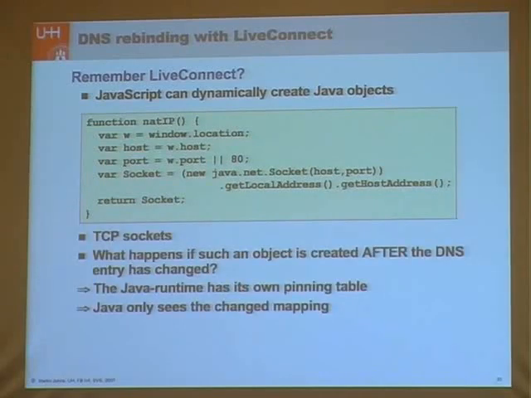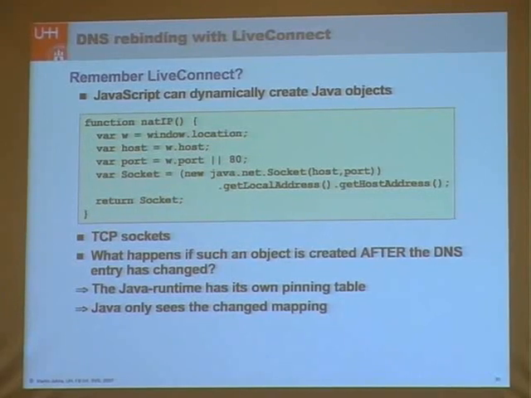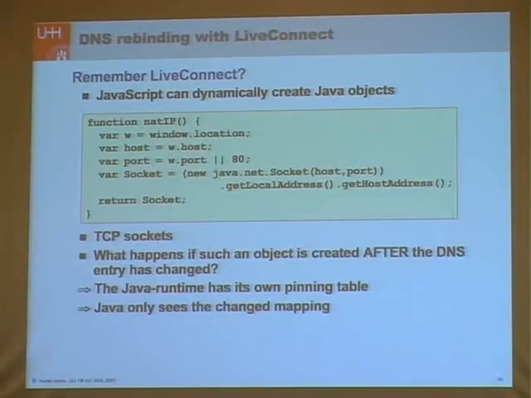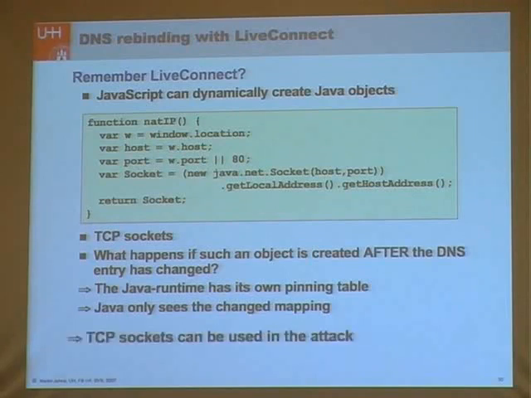So what happens if we create such a socket object after the rebinding has happened, after the attacker.org is set to 10.10.10.10? Obviously, the Java virtual machine has its own pinning table. It's older than the one in the browsers, and it has a somewhat different policy. And the Java virtual machine for this special context built up by the web page hasn't even started up before the rebinding has happened. And for this reason, the Java runtime only sees the new pins, 10.10.10.10 to attacker.org. So now the attacker has TCP sockets.